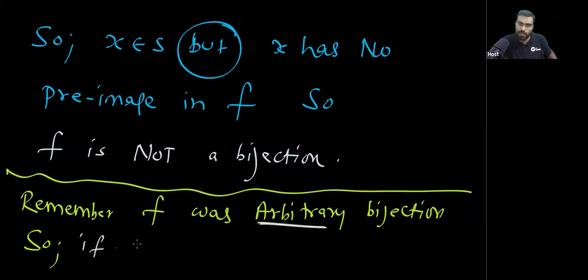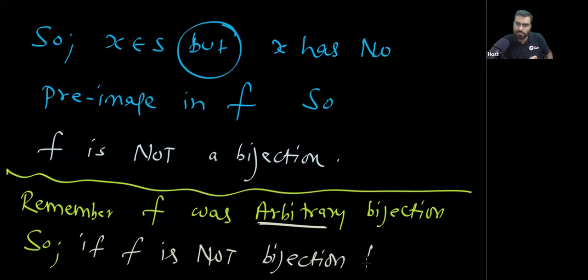So if F is not a bijection, then can I say there is no bijection? We got a contradiction. If F is not a bijection, then there is no bijection. Yes or no? There is no bijection between N and S.